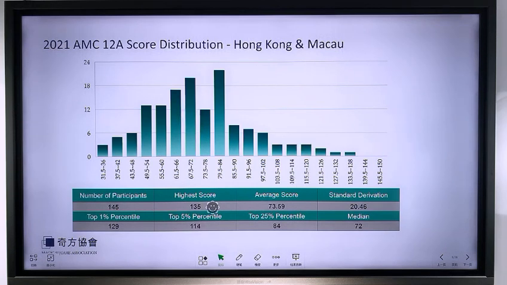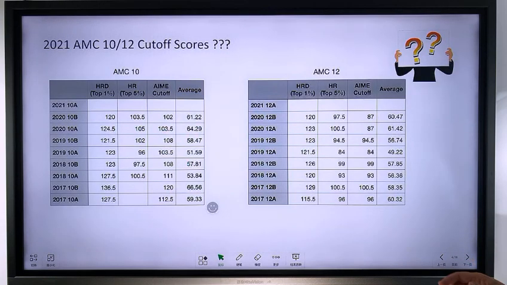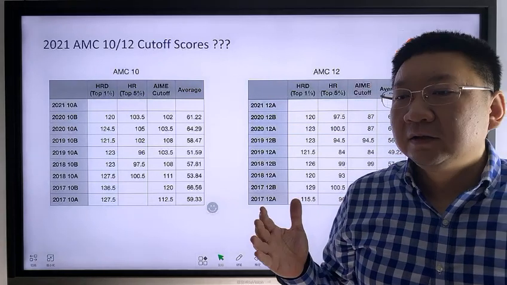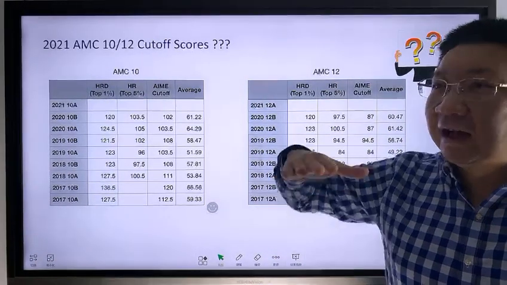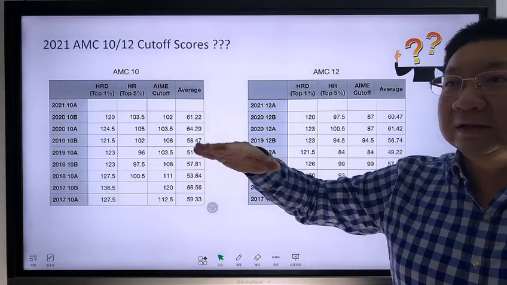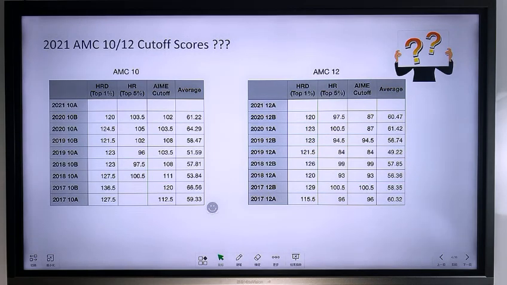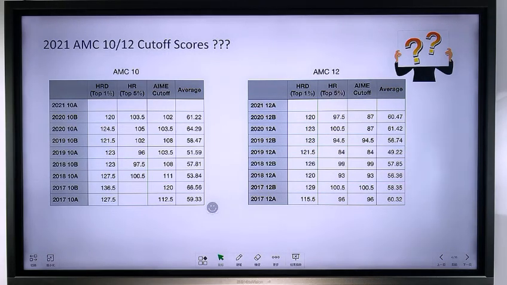And the next page, we are going to discuss some cutoff scores. What we know is that this is not the final; this is only one level. There is a next level, which is AIME. AIME is going to happen in March. And one thing is we can now guess what could be the AIME cutoff scores for this year. You can observe these tables, which list the award cutoff scores as well as AIME cutoff scores since the AMC started to be organized locally in Hong Kong and Macau.